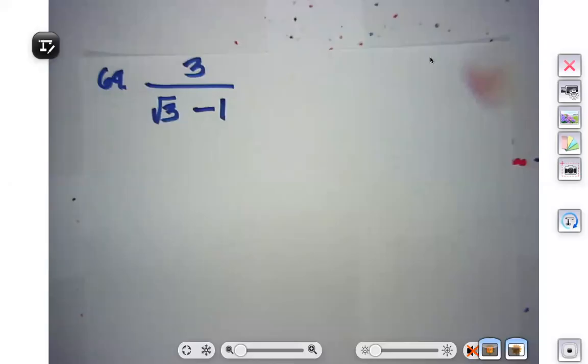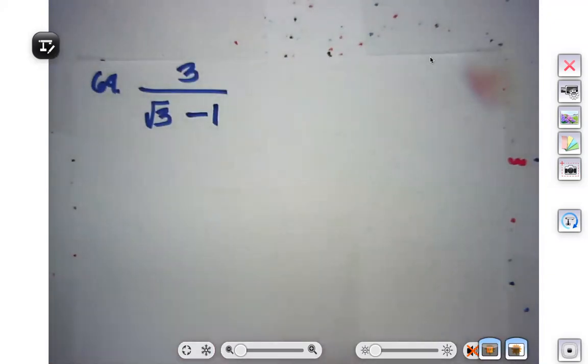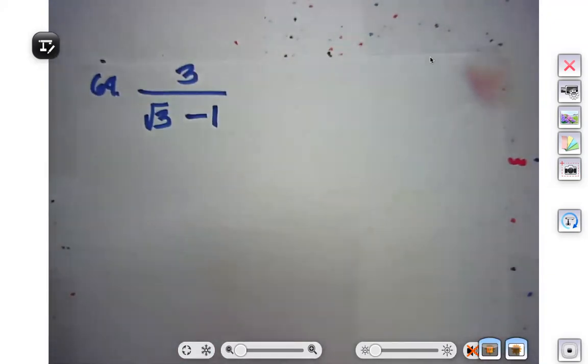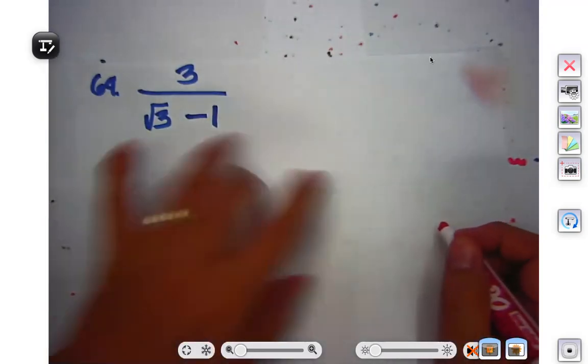Here's number 64: 3 over square root of 3 minus 1. Let's rationalize the denominator. This is a case where there are two terms in your denominator. You can multiply not only by one radical, but it could be a sum of two terms, two radicals, or a radical and a number.